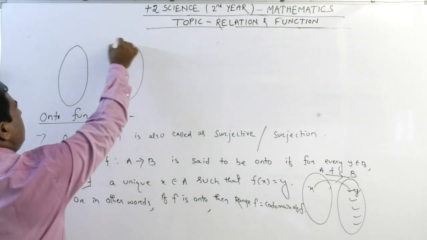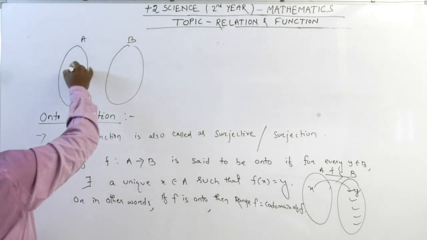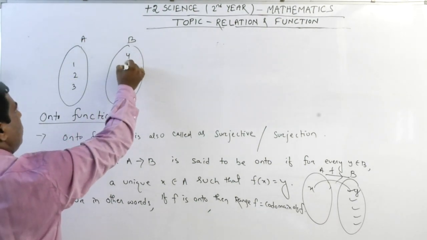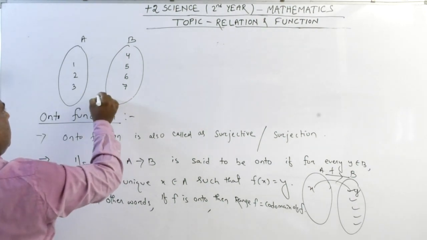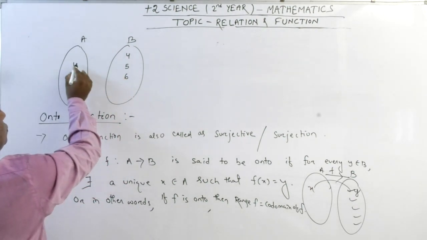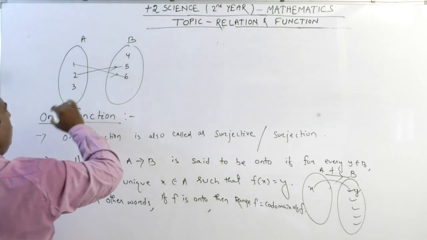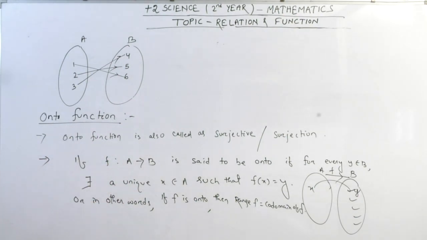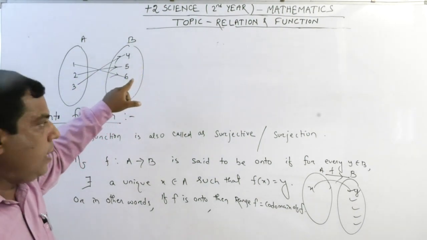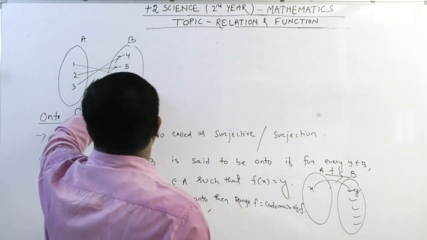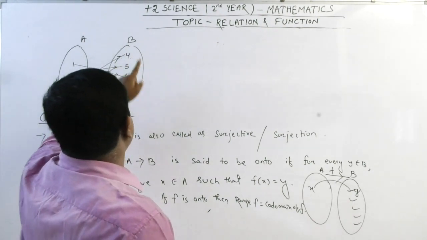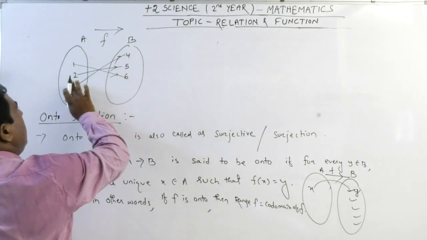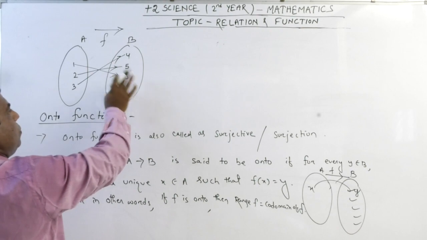Suppose it is your set A and it is set B, and suppose A has 1, 2, 3, and B has 4, 5, 6. Suppose 1 is connected to 6, 2 is connected to 5, 3 is connected to 4. So this function can be called an onto function. Why? Because all elements of the codomain set are involved and they have a pre-image in the domain set. 4 has the pre-image 3 such that f of 3 equal to 4, and similarly f of 2 equal to 5 and f of 1 equal to 6.